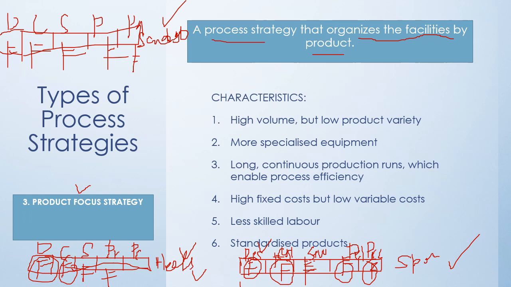Why is the company doing so? Because the company wants to focus on that specific product to produce. So what are the characteristics of product focus strategy? The company produces high volume. So product focus strategy is only suitable for a company that produces a high unit or quantity of product. So let's say the company produces 50,000 units of sport shoes.